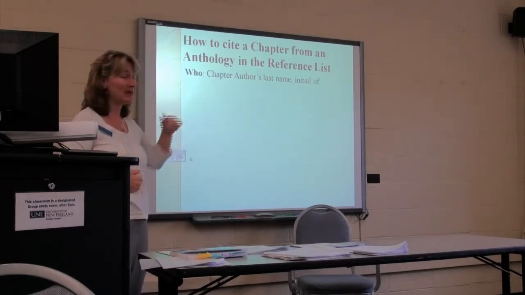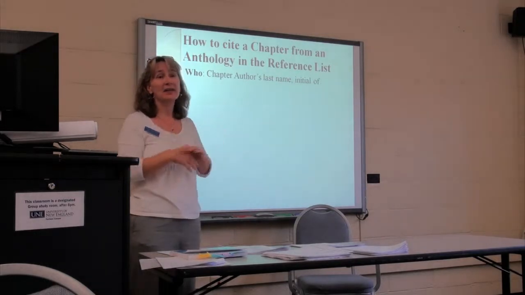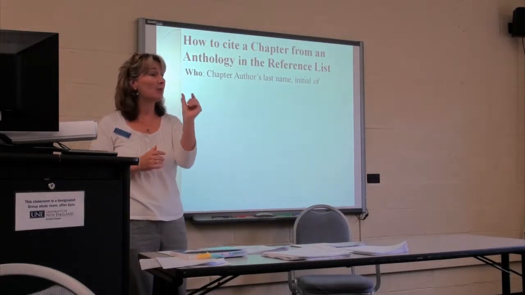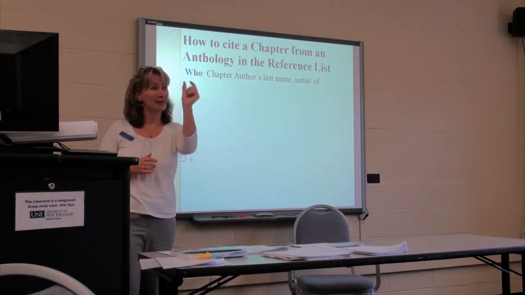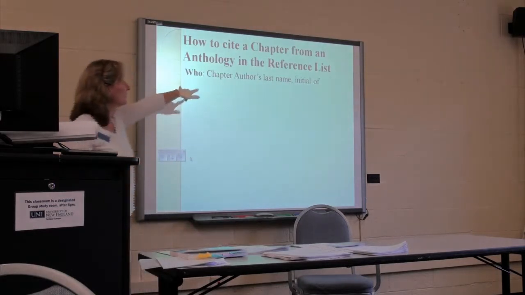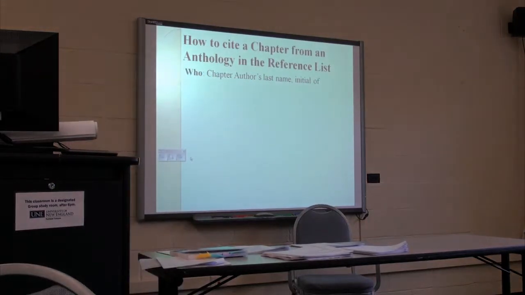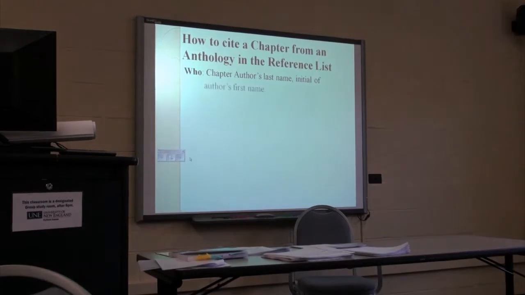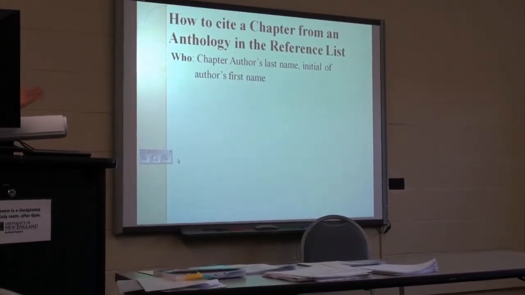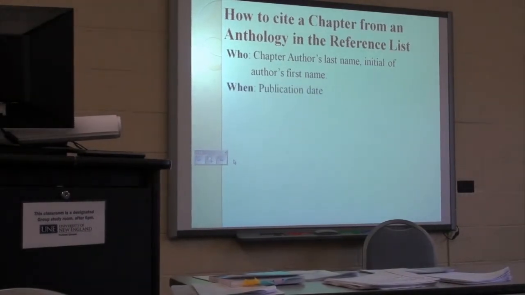But if you do it in the paper and then go to the end, it can get really tangled up because of the purpose it serves. That's a tag mark. That says go to, basically, and it takes you to the references. So, the first thing we need to know is the who: the chapter author's last name and initial of the author's first name and a middle name if they give that. The when: the publication date.